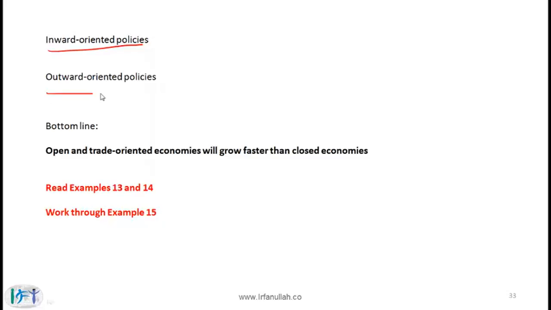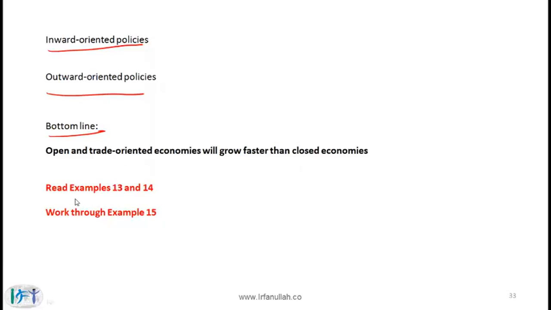On the other hand, the curriculum gives examples of India and China, which once they opened their trade policies have experienced immense growth rates, much higher than the growth rates in developed nations and higher than growth rates in developing countries with inward-oriented policies. So what is the bottom line? And here we repeat the point that we made at the start of this segment, which is that open and trade-oriented economies will grow faster than closed economies. So that's a quick overview of section 6.